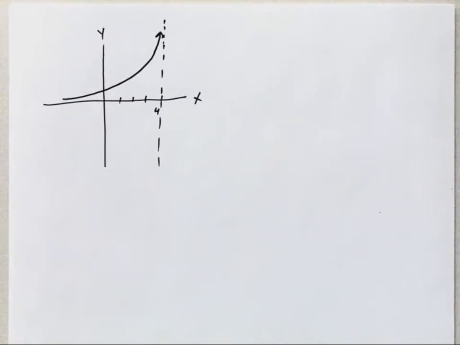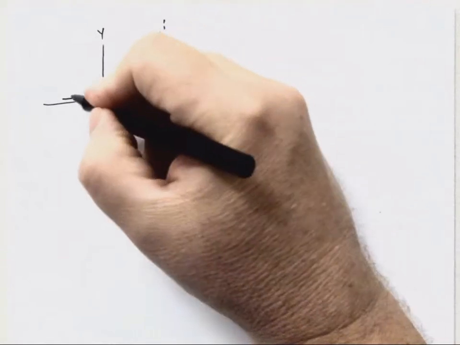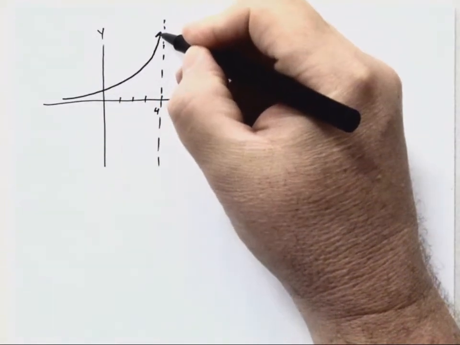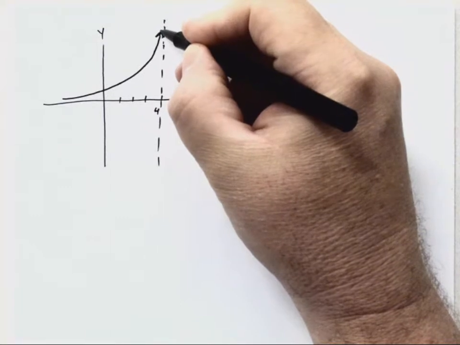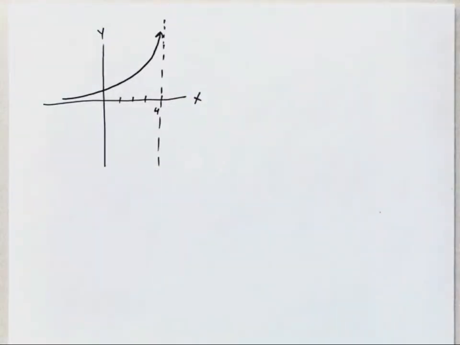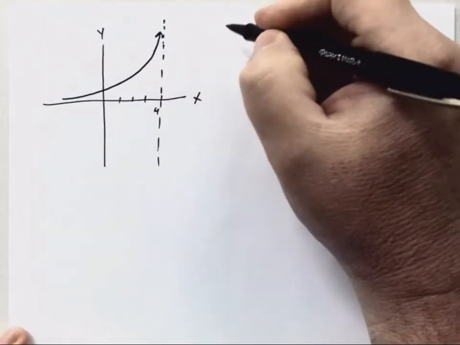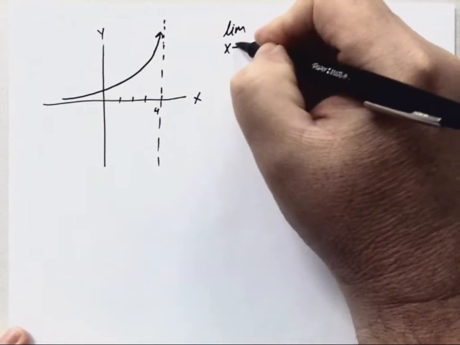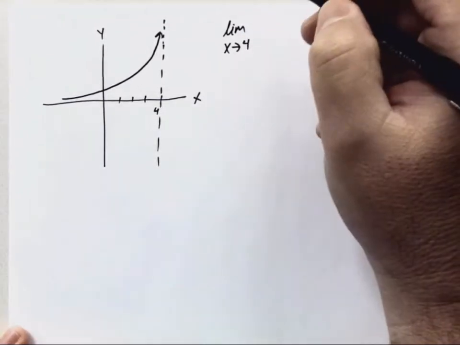Hopefully you remember about asymptotes from algebra. An asymptote is where your function or your graph approaches and gets very, very close, but never touches or crosses this dashed line. So then you may be asked, what's the limit in this case as x approaches 4?